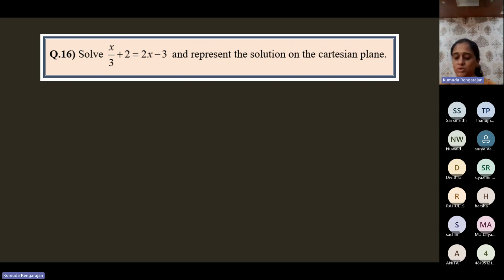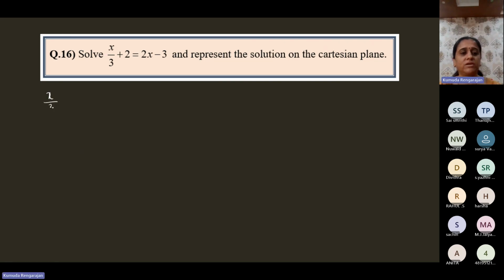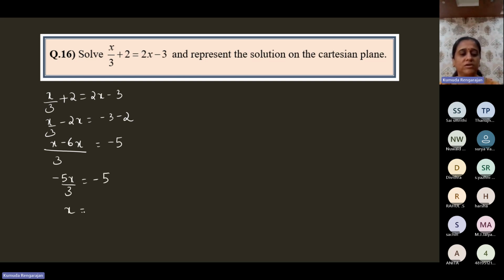Solve and represent the solution on the Cartesian plane. So x by 3 plus 2 is equal to 2x minus 3. x by 3 minus 2x is equal to minus 3 minus 2. LCM 3. So we have x minus 6x is equal to minus 5. Minus 5x by 3 is equal to minus 5. x is equal to minus 5 into minus 3 by 5. Correct? So 5 cancels.